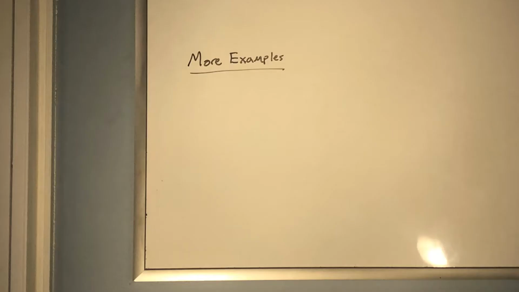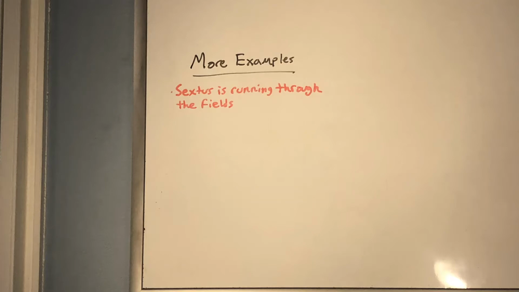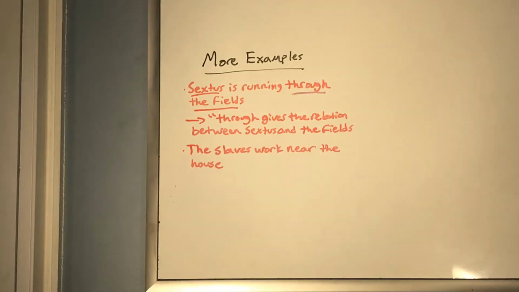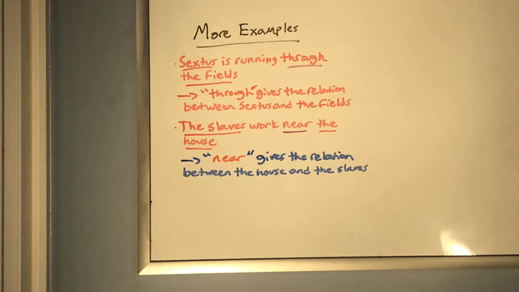Now let's look at some more examples that will show you the relationship between the preposition and the two nouns a little bit better. So, Sextus is running through the fields. Through is giving you the relationship between Sextus and the fields. The slaves work near the house. I think this is a really good sentence. So we could just have the sentence, the slaves work. Well, where do they work? They work near the house. Near is showing you the relationship between the slaves and the house.